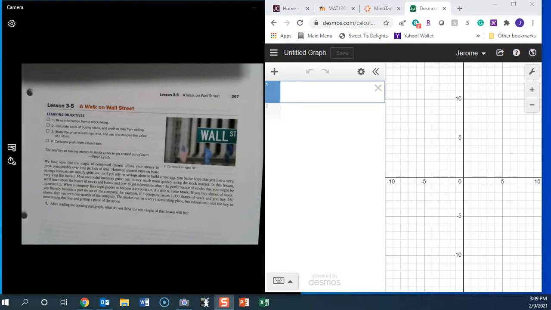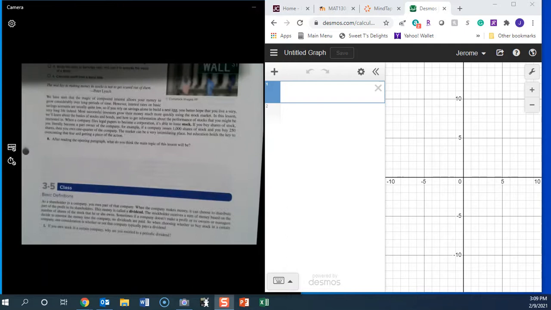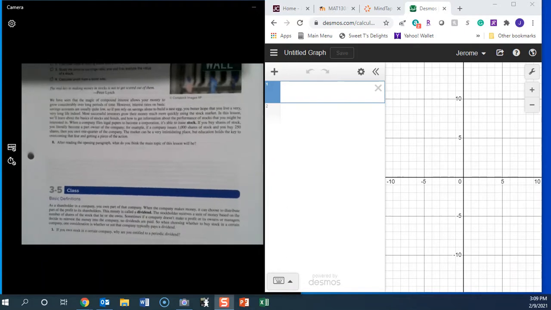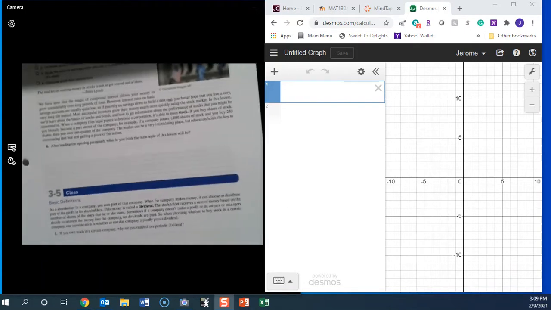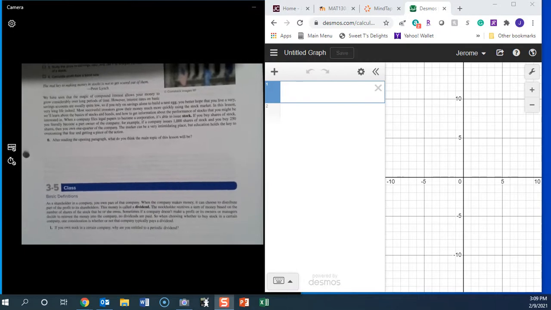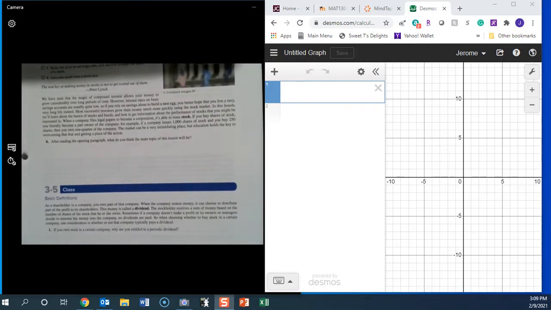Study the price to earnings ratio and use it to analyze the value of a stock. Calculate profit from a bond sale. All right, at the bottom here, it says basic definitions.